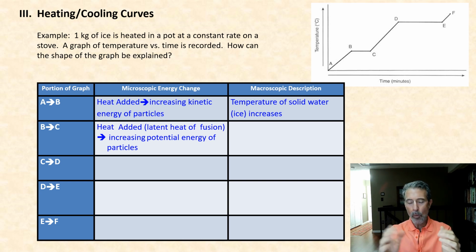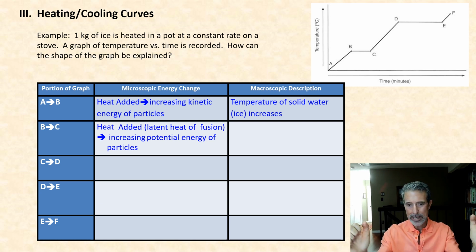So we're talking about water molecules in a solid state. They have a certain amount of kinetic energy. We're adding energy. We're not increasing their kinetic energy, but we're increasing their potential energy. What are we doing? We're making them move further apart. Not increasing their vibrational speed, we're moving them further apart. Remember we said that is what a phase change is. That is the only difference between a solid and a liquid.